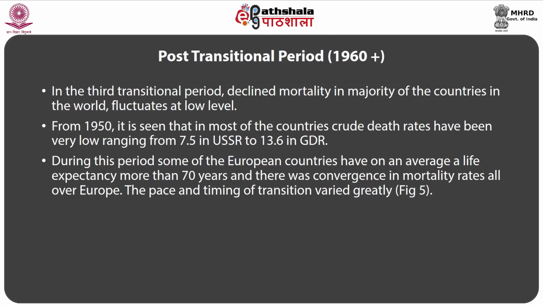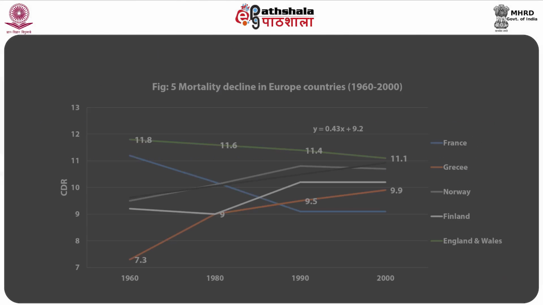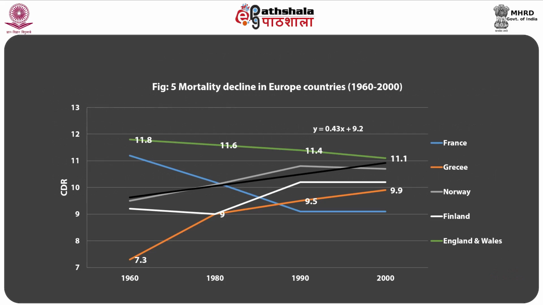The pace and timing of transition varied greatly. Figure 5. Figure 5 shows decline in mortality in the post-transitional period in European countries: France, Greece, Norway, Finland, England and Wales. The CDR among these countries ranged from 7.3 to 11.8 during 1960 to 9-11.1 in 2000. This clearly indicates that mortality fluctuates at a low rate among these countries.